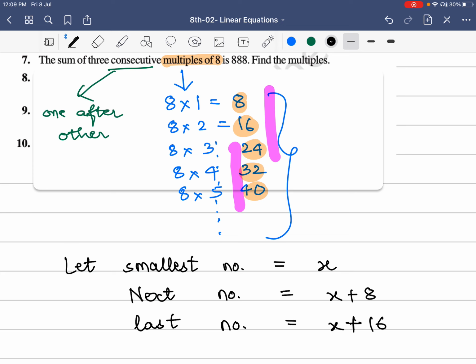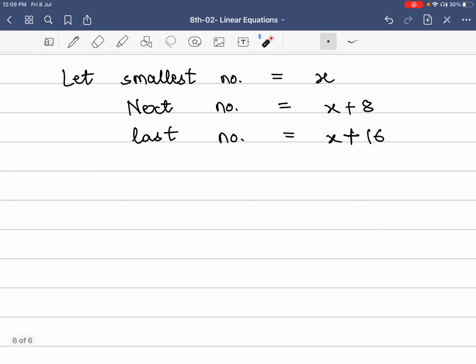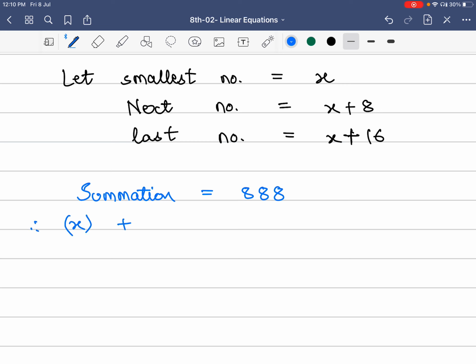So these are the three unknown numbers, or the three consecutive multiples of 8, and their summation is given to be 888. Quite simple and straightforward. Once we reach this point and this understanding, forming the equation is a very simple step. The summation is equal to 888. Therefore, these three numbers x, x plus 8, and x plus 16, their summation is given to be 888.